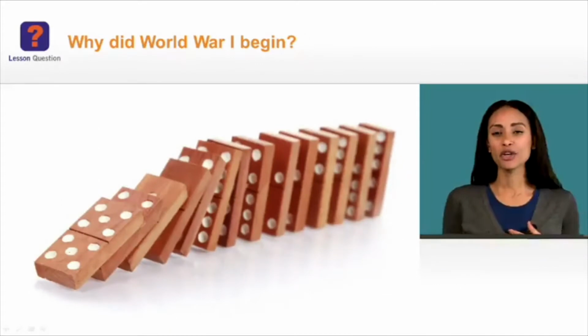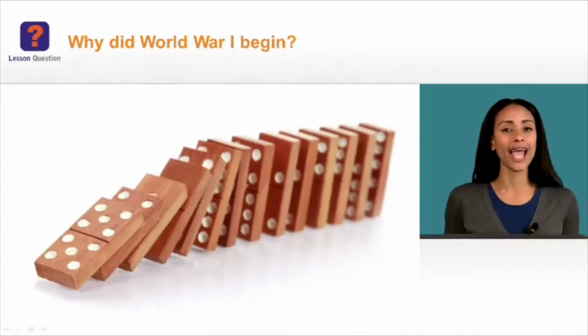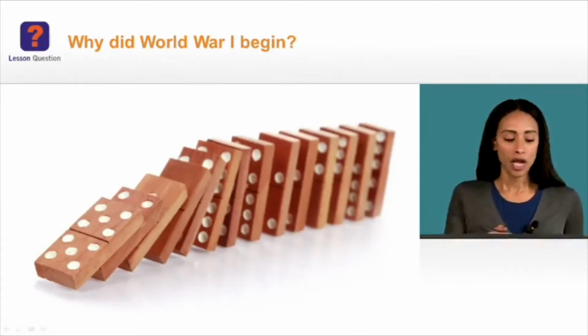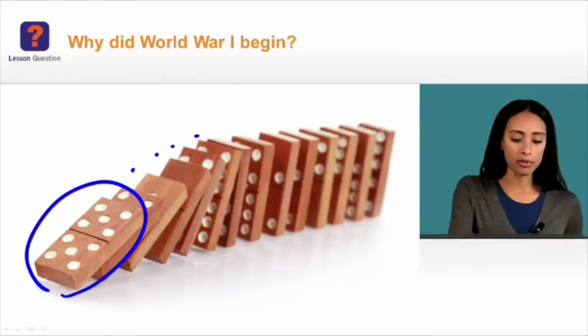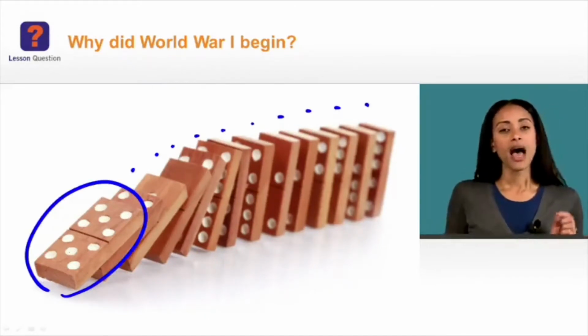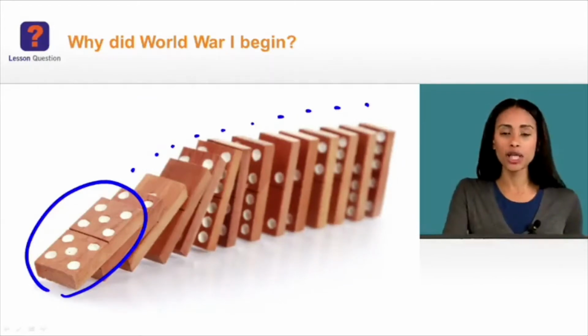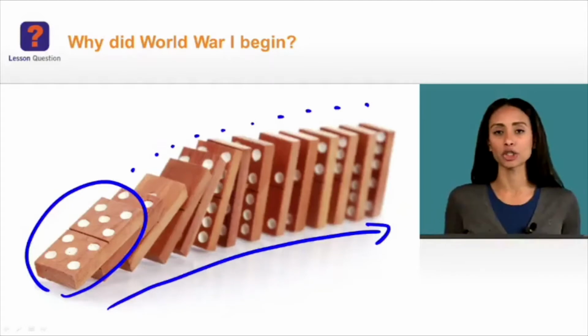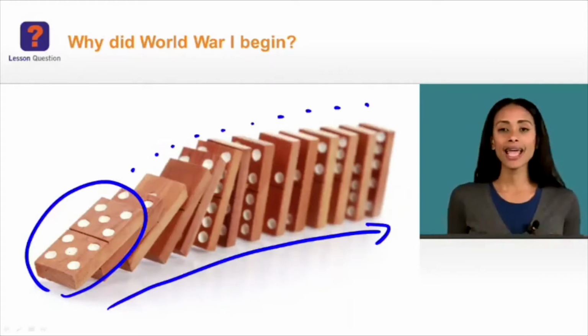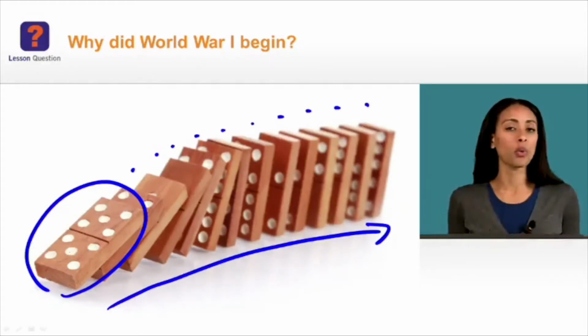You may be familiar with one of the ways that you can play a game with a set of dominoes. You start with one, and you line them all up, one after another, and then when you're ready to start, you push that first one over, and all of the rest are going to fall in succession. Well, this game is a very good analogy to what we're going to be talking about in this lesson.